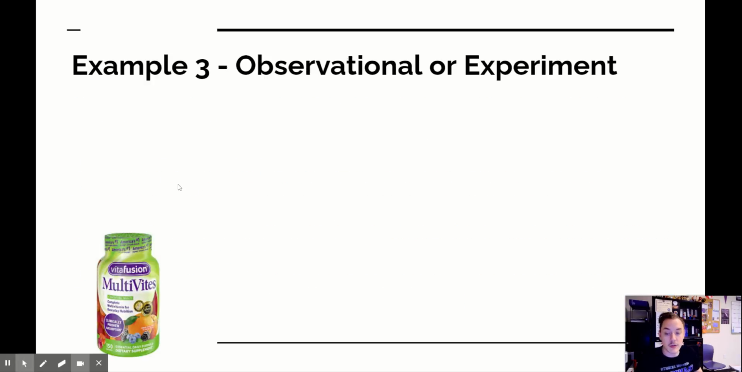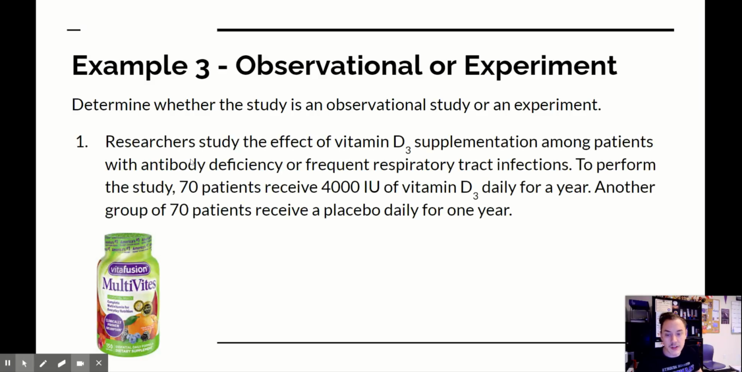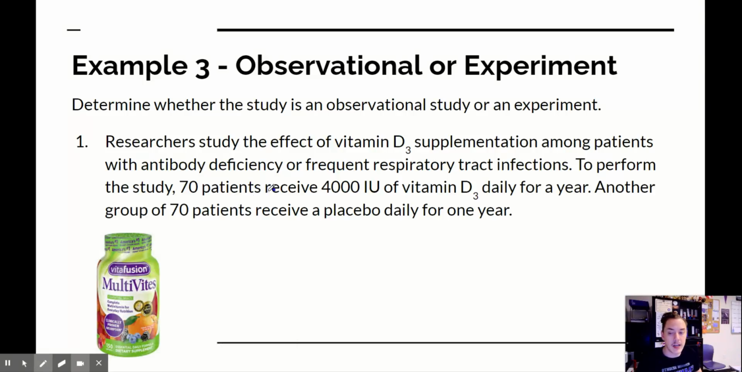Okay, so let's go through a couple examples here. Determine whether or not it's an observational study or an experiment. Researchers study the effect of vitamin D supplementation among patients with antibody deficiency or frequent respiratory tract infections. To perform the study, 70 patients received 4,000 IU of vitamin D3 daily for the year. Another group of 70 patients received a placebo daily for 1 year. So is this an experiment or is this an observational study?